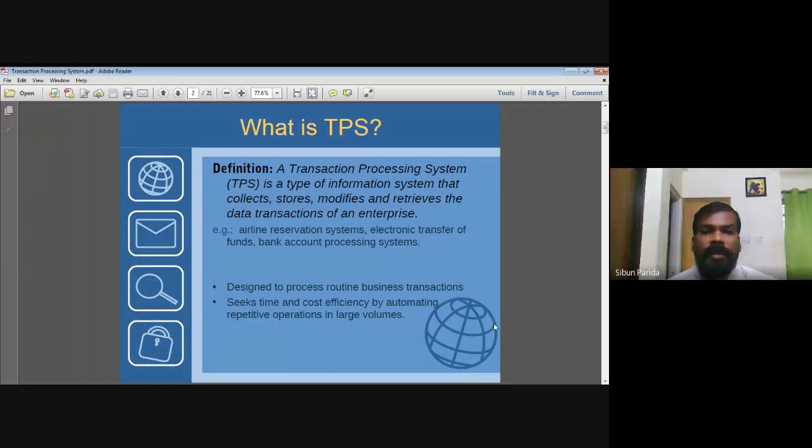So what I was saying is that a transaction processing system is a type of information system which collects the information, stores the information in a database, modifies the information based upon some rules, and retrieves the information based upon some request. That is a request you put to the database. So it retrieves the data from the transaction enterprise. For example, there is an airline reservation system.